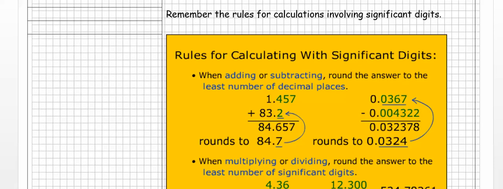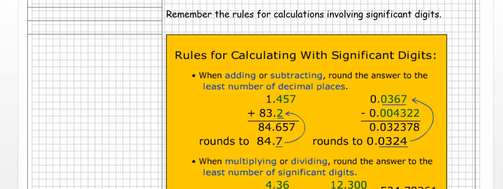We have 1.457 plus 83.2. How do we do this? How do we determine the number of significant digits in the sum? Here's how I do it. What I do is I simply use a calculator to add these numbers up.